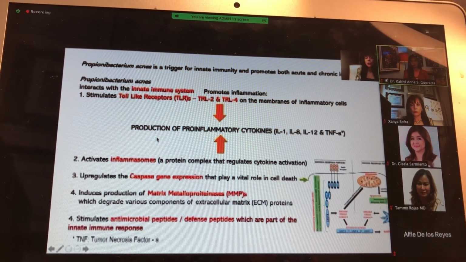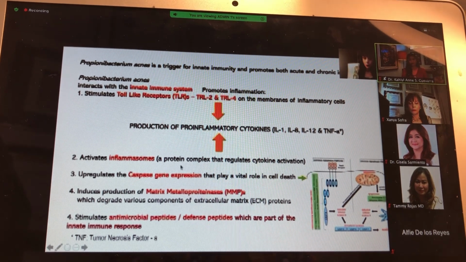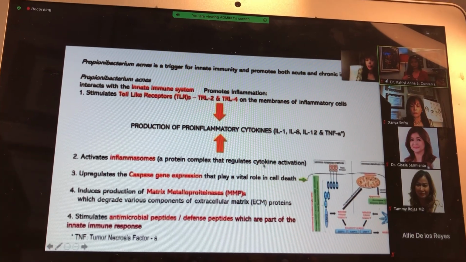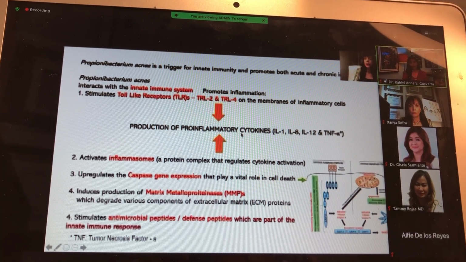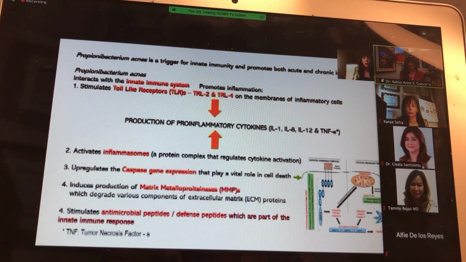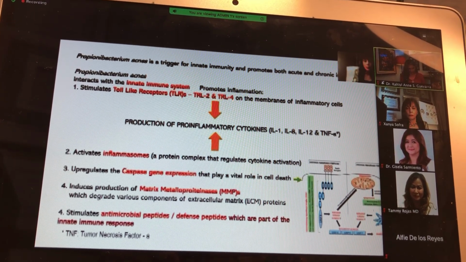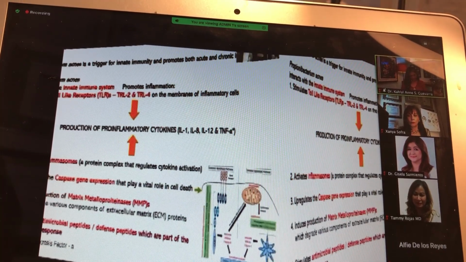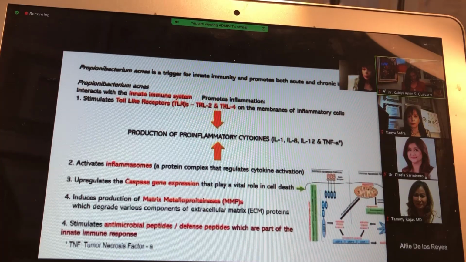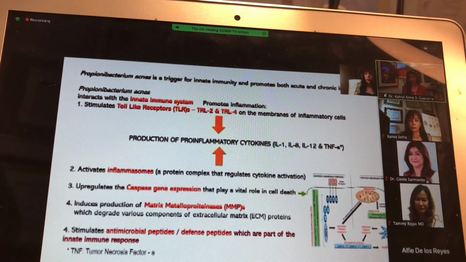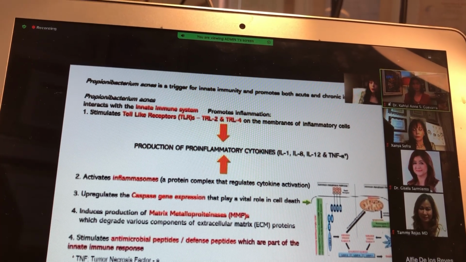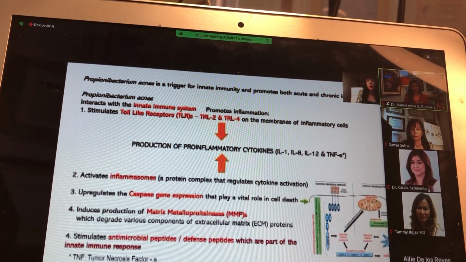This inflammatory process activates inflammasomes, a protein complex that regulates cytokine activation. So this comes from many different components that interact to create inflammation and therefore acne genesis. There is an upregulation of caspase gene expression, which induces production of MMPs, which degrade various components of extracellular matrix proteins. It also stimulates antimicrobial peptides, defense peptides, which are part of the innate immune response.